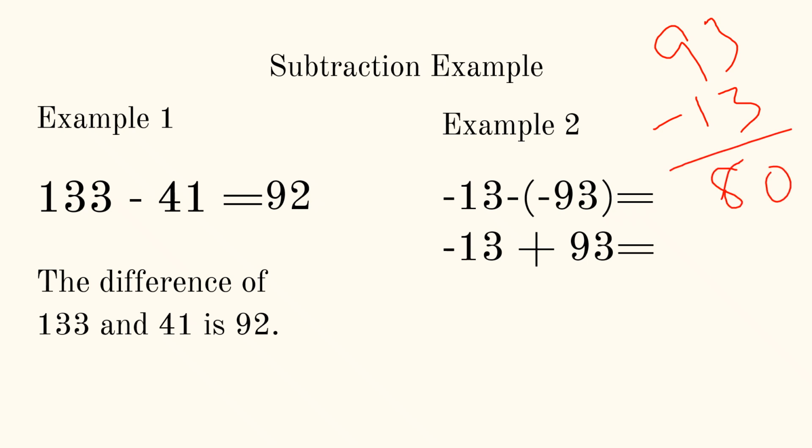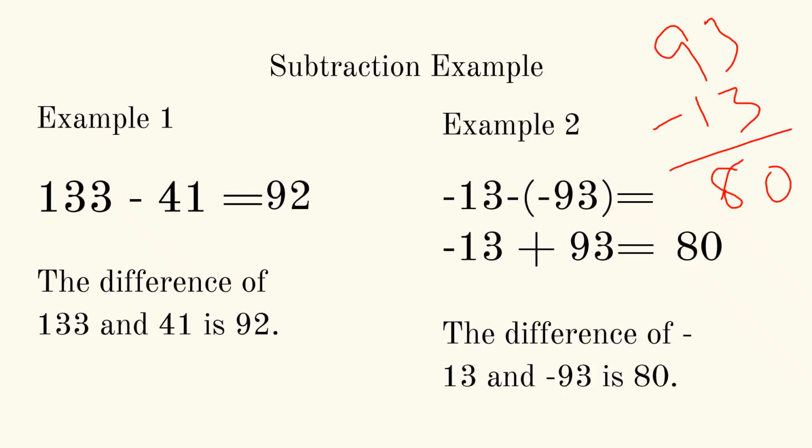Now we're going to find the absolute value of both numbers. The absolute value of negative 13 is 13, and the absolute value of 93 is 93. The one that has the greater absolute value is going to be the 93, so my 80 is going to be a positive. And we're going to go ahead and write this as the difference of negative 13 and negative 93 is 80.